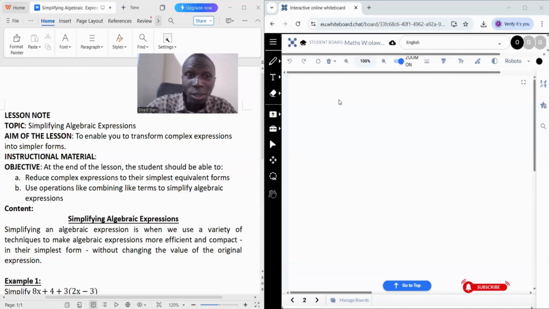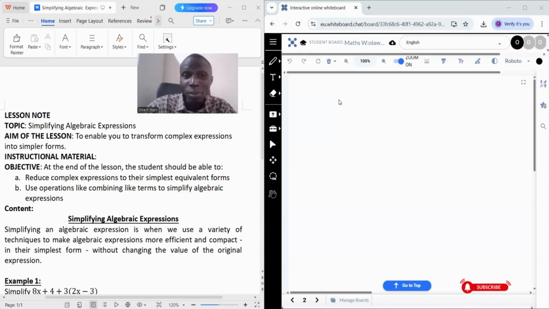In our mathematics class today, we'll be looking at simplifying algebraic expressions. Last week, we looked at collecting like terms, and in our class today, we'll be looking at simplifying algebraic expressions. The aim of this lesson is to enable you to transform complex expressions into simpler forms, and the objective of this lesson is that at the end of this lesson, you'll be able to reduce complex expressions to their simplest equivalent forms, and also use operations like combining like terms to simplify algebraic expressions.